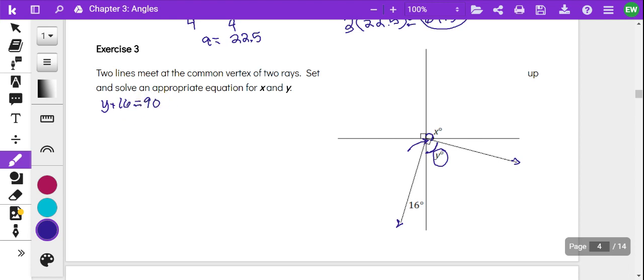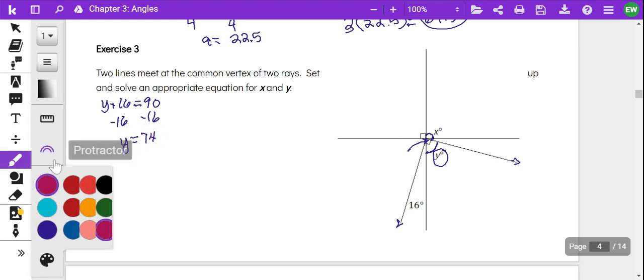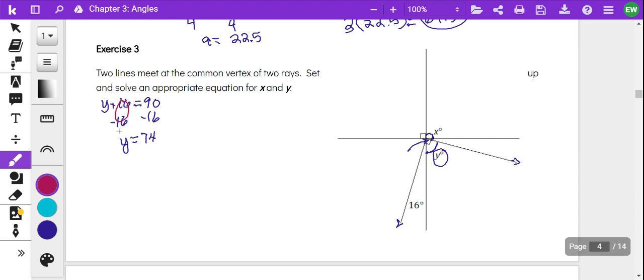So you should have set up y plus 16 equals 90. Let's go ahead and solve for y. Okay, so if we subtract 16 from both sides, that gives me a 0 here. Y is equal to 74. Let's go ahead and label that on our diagram.